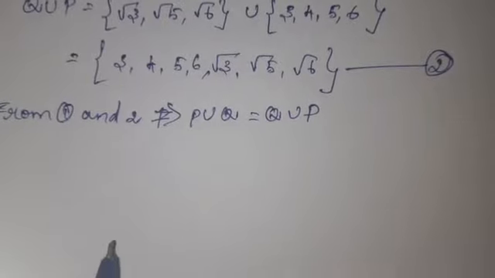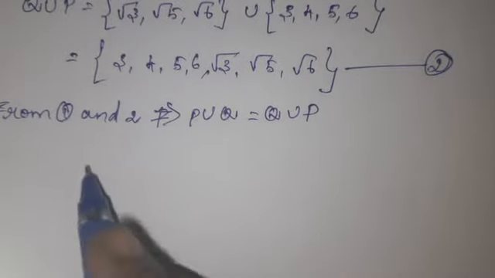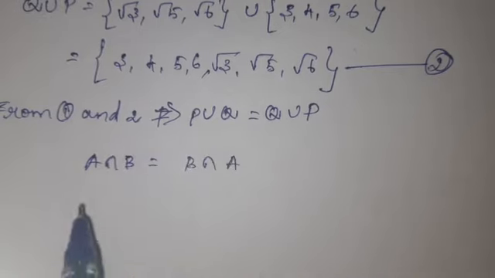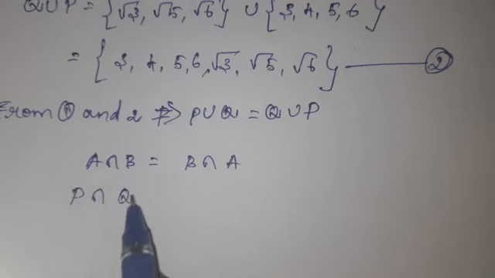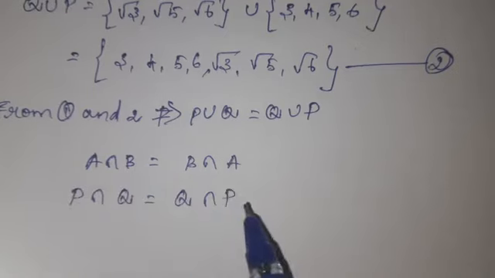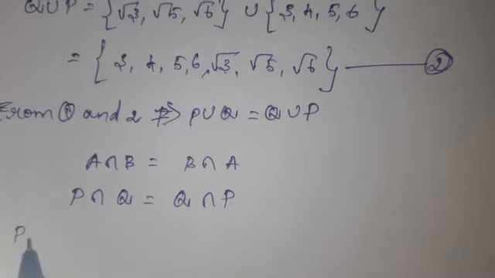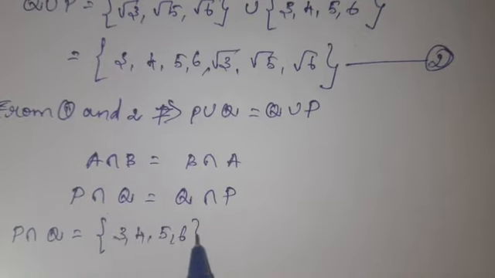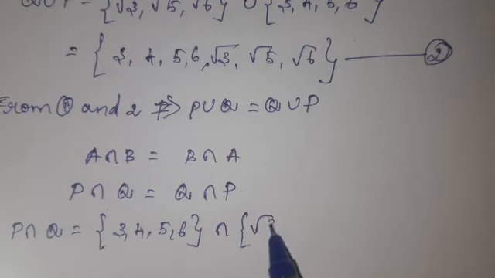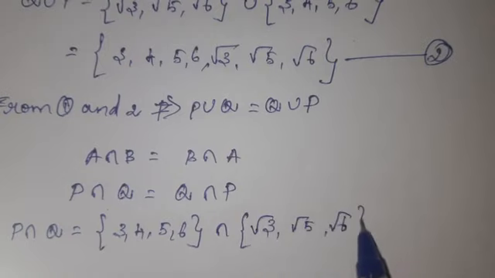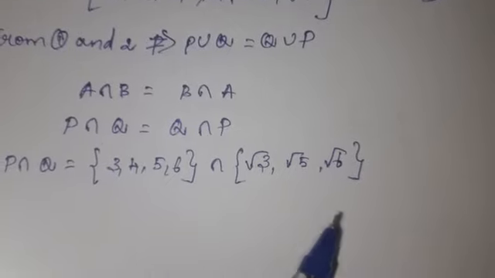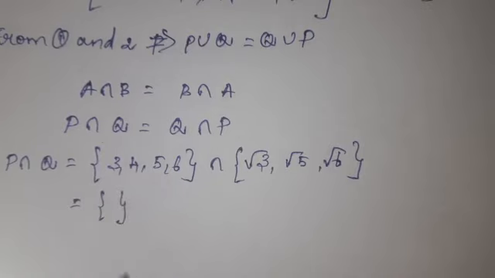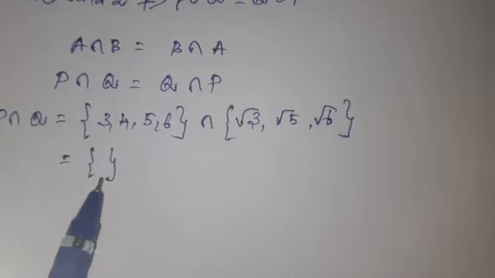Next I am going to verify the commutative property of intersection of sets. A intersection B is equal to B intersection A. Here our set names give P intersection Q is equal to Q intersection P. First you should verify this one. P intersection Q: P set is 3, 4, 5, 6, intersection Q is root 3, root 5, root 6. Intersection means common elements. Is there any common element? No, there is no common element, so you should write an empty set. There is no element here.